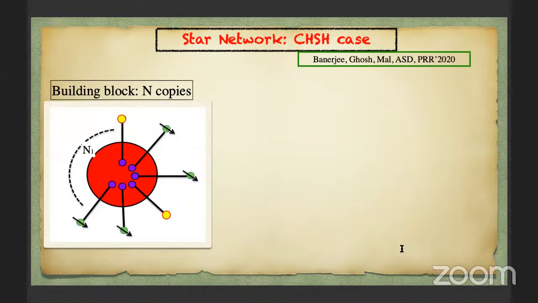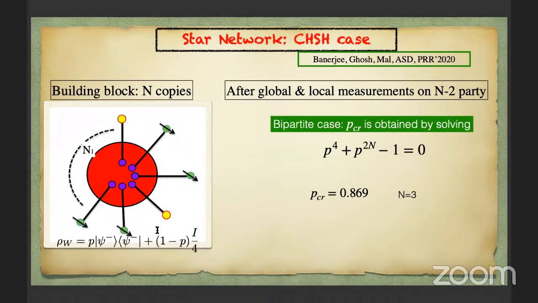The building block that we have considered in our network is the one I have already described. This is the star network. But here the difference from the previous work is that we start with n copies of this state, say Werner states, then there is a global measurement performed by Alice, and then there will be local measurements by some of the Bobs, so that the final states are either two-party or three-party or n-party, whatever we want for our information processing task.